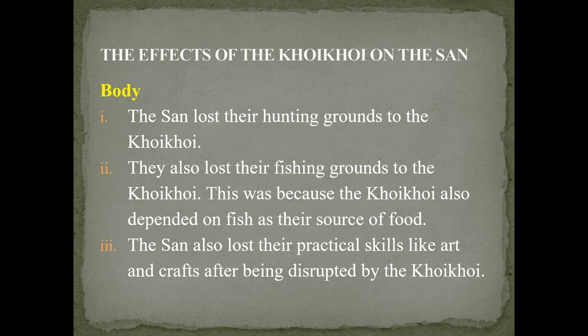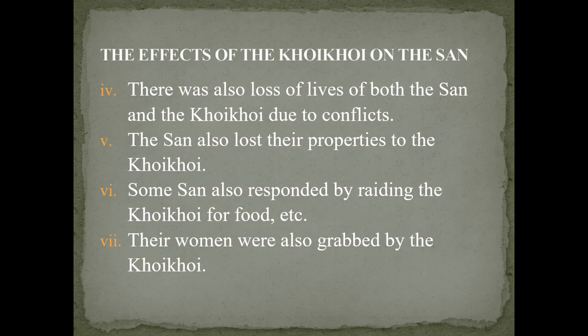First, we are saying that the Sani lost their hunting grounds to the Khoikhoi. Why? The Khoikhoi were stronger than them. Okay? Talk about everything the Sani lost. They lost the fishing grounds. The Sani lost their practical skills like art and crafts. Then there was loss of lives. The Khoikhoi killed them. If, for example, the San women resisted the Khoikhoi marriage, the Khoikhoi could kill them. That is loss of life.